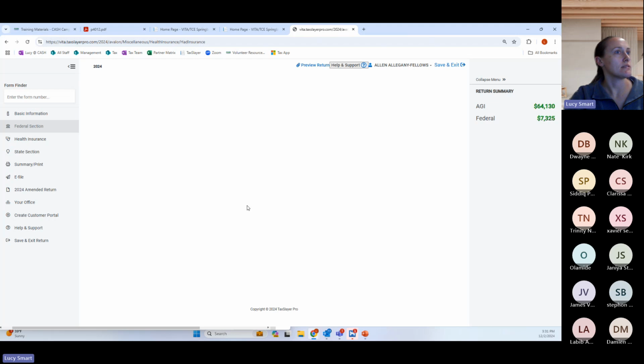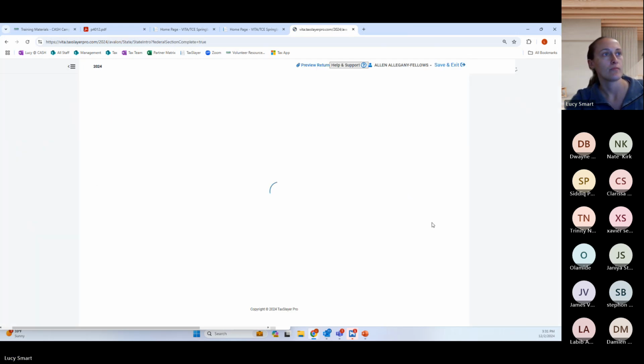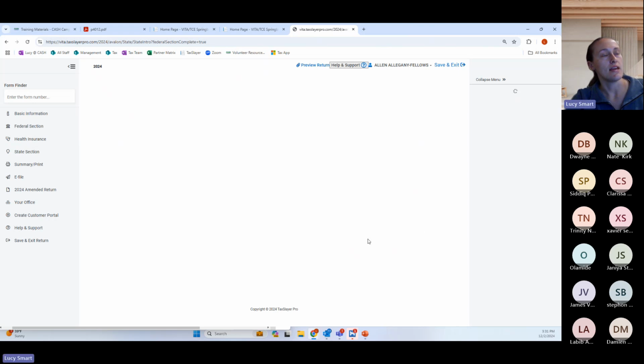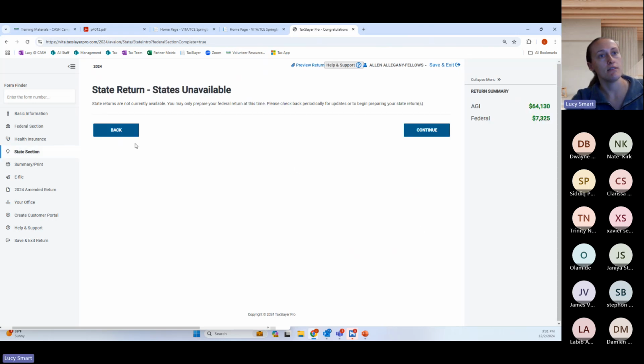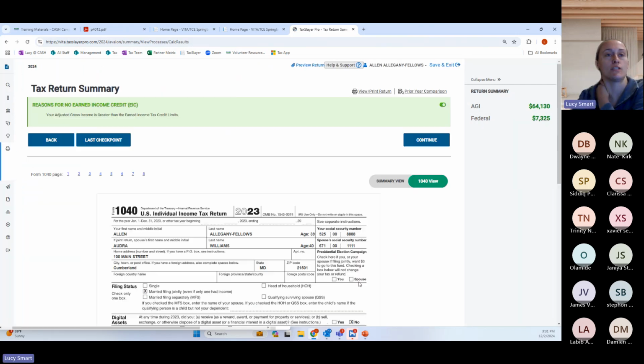Which is, did you, your spouse, or a dependent have insurance under the Affordable Care Act? That means they have a Form 1095-A and they purchased insurance through the marketplace. The answer is no, because she has employer-sponsored health insurance for everybody. Then we would complete the state section. This isn't available right now, so we're going to cover that in advanced training. And now we can take a look at our return.